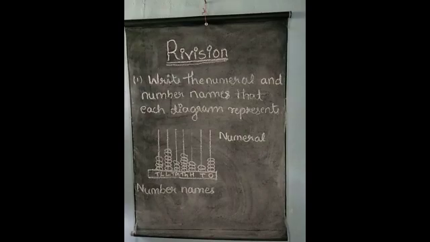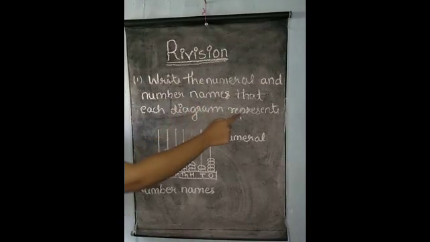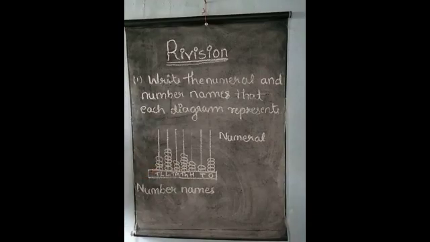Let's begin the class with the first question, that is, write the numeral and number names that each diagram represents. This shown figure is an abacus table. Let's solve the problem. In the abacus table, they have already given the place values. They are ones, tens, 100, 1000, 10,000, lakh and 10 lakh.